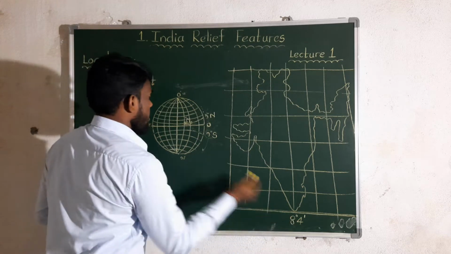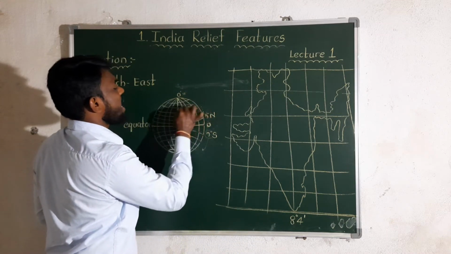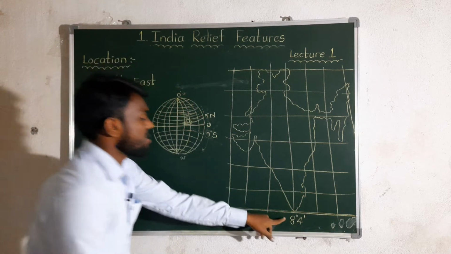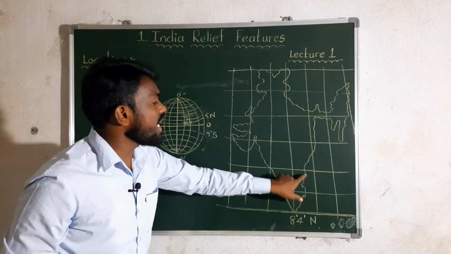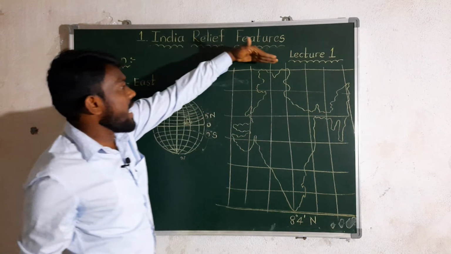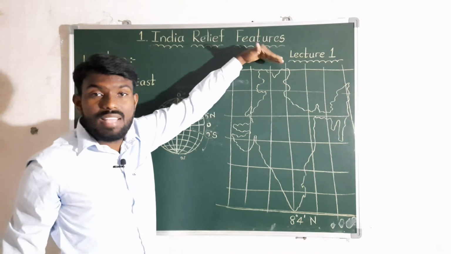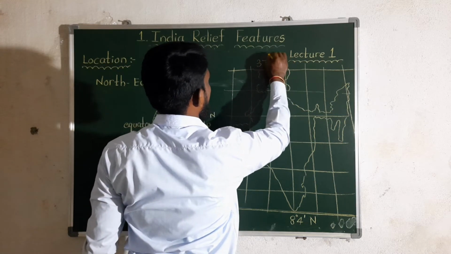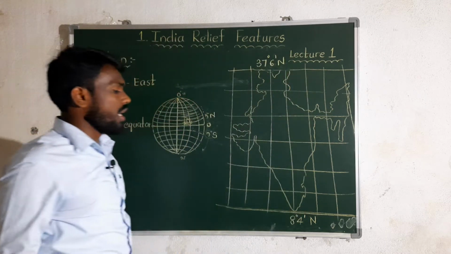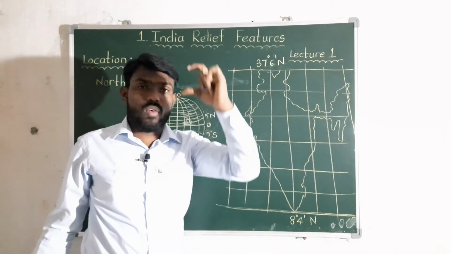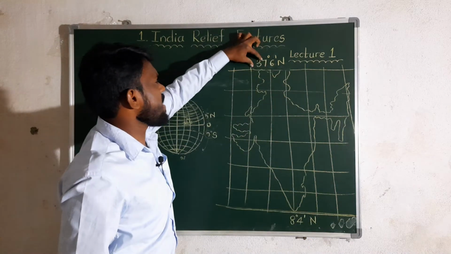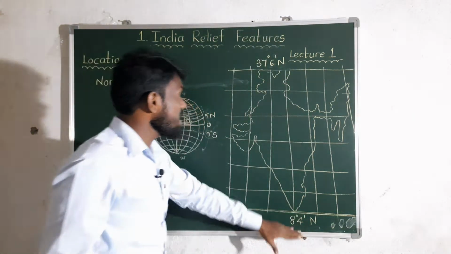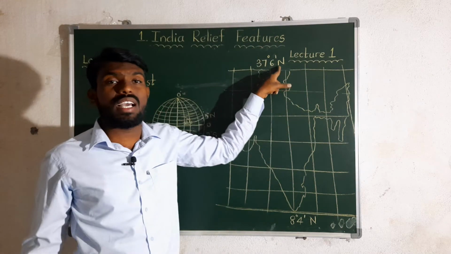The latitudes which are running over our India are completely in the northern hemisphere. Yes, this is the latitude, and this is also in the northern hemisphere, and all these latitudes are in the northern hemisphere. Here the range of the latitude is 37 degrees 6 minutes, also north latitude. The latitudinal extension of our country India is 8 degrees 4 minutes north to 37 degrees 6 minutes north. This is the latitudinal extension. These are very important ranges that have to be remembered.